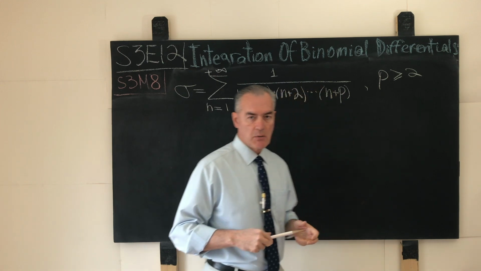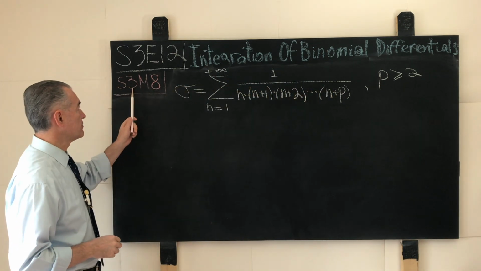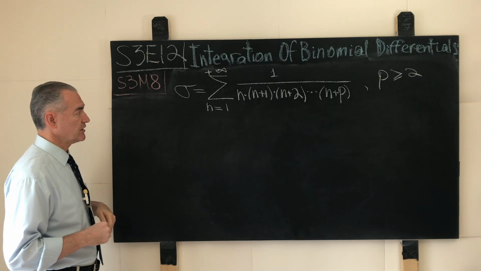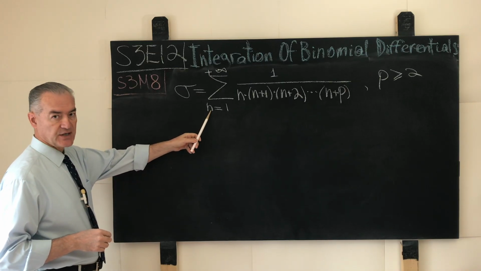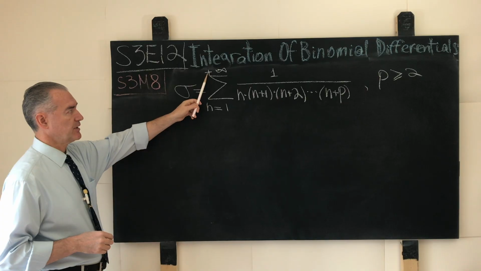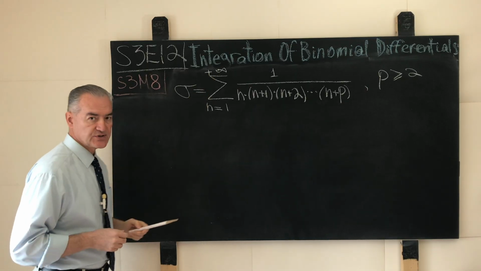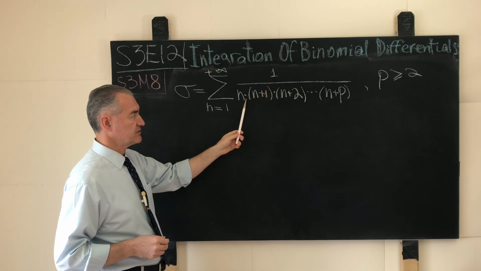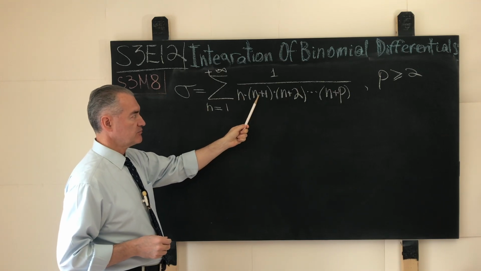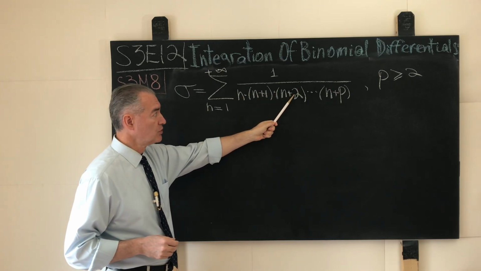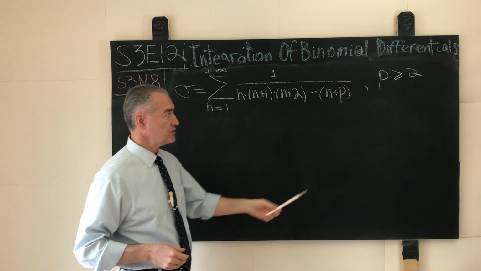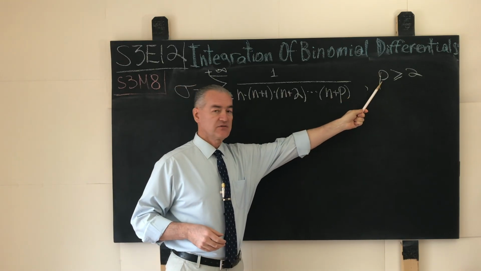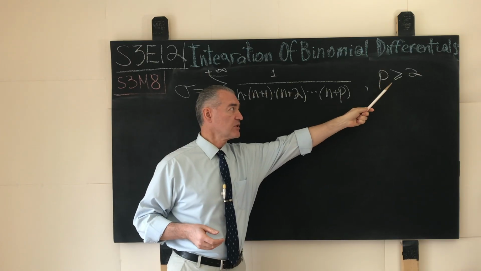Our next challenge will be a problem in mathematics numbered S3E12. And in that challenge, we're asked to evaluate the following infinite sum, where the summation index n runs from 1 to positive infinity, and the summand is the following fraction: 1 in the numerator, and the denominator has the following shape: n times n plus 1 times n plus 2 times n plus 3, and so on, until the final factor in the denominator is n plus p, where p is a whole positive number greater than or equal to 2.